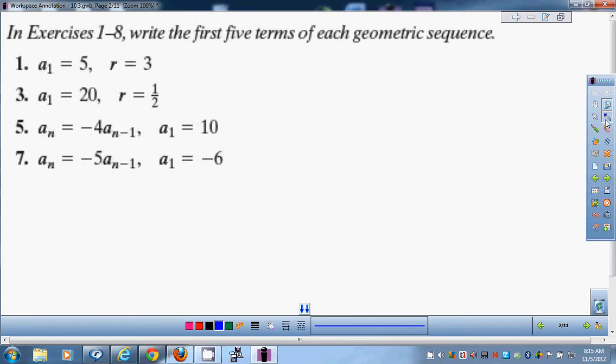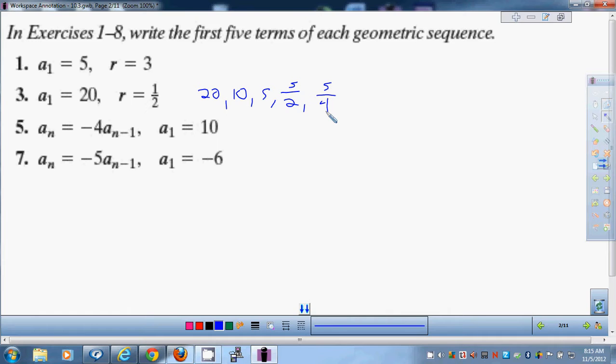First slide. Write the first 5 terms of each geometric sequence. Well, we did one just like number 1 in the demo. Let's look at number 3. So the first term is 20, and our R is 1/2. So that'd be 20 times a half, 10 times a half, 5 times a half, 5 times a half again, and there would be the first 5 terms. You just keep multiplying by your common ratio, your R value.